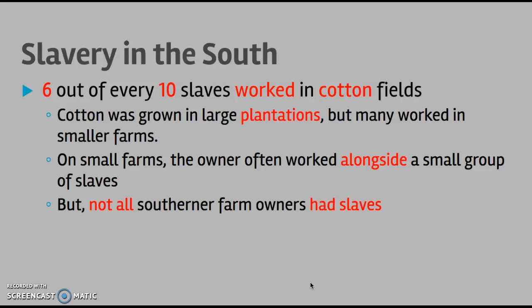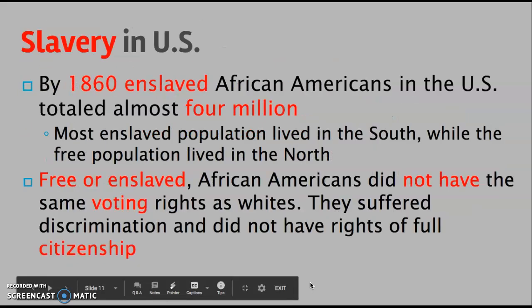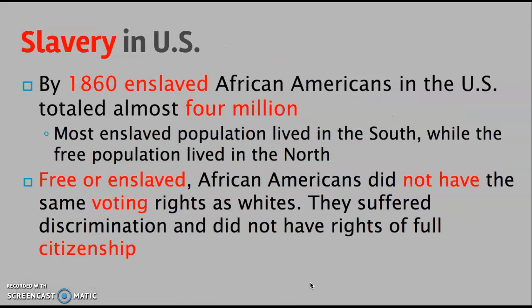So the idea that everybody that lived in the South was a slave owner is absolutely incorrect. The percentage of slave owners was significantly smaller than the number of people that actually lived there in that day and age. Slavery in the U.S. By 1860, enslaved African Americans in the United States totaled about 4 million people. So that's quite a staggering amount of slaves that existed right before the start of the Civil War.